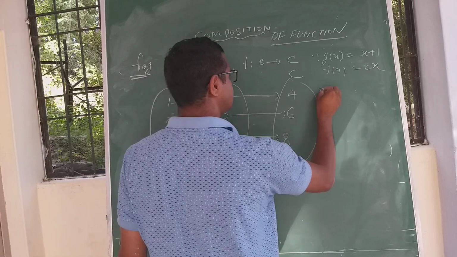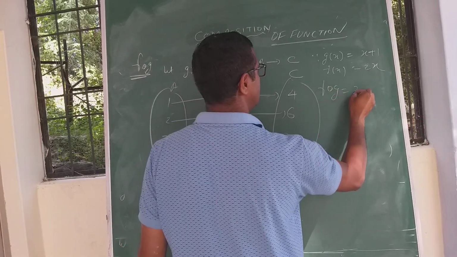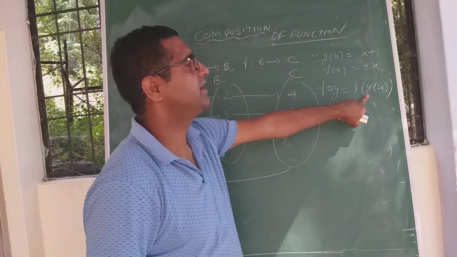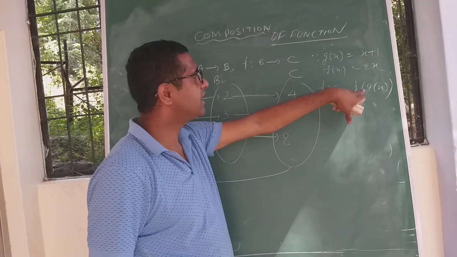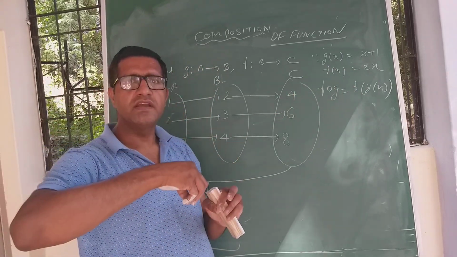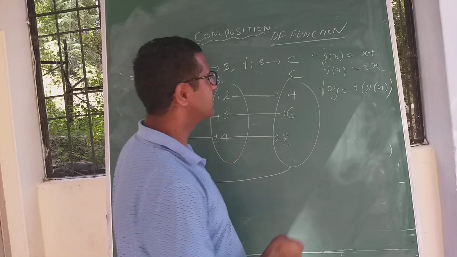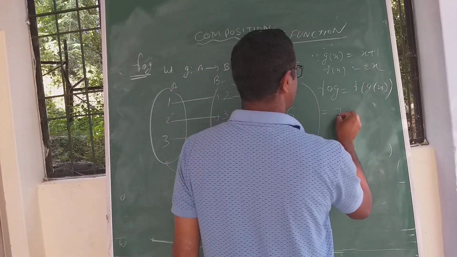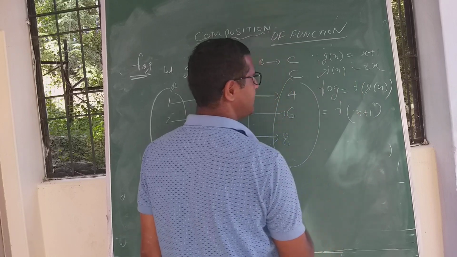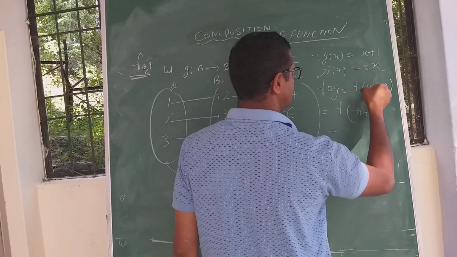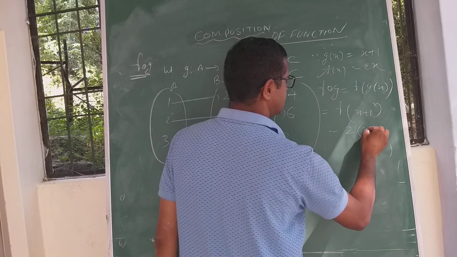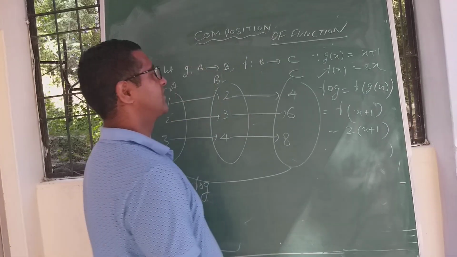Since F composition G equals F of Gx. Here Gx is the independent function, and F is the dependent function, because you are just combining function G inside F, right? Therefore, F of Gx equals x plus 1. Now function F is defined by this. Therefore, you will put x plus 1 in place of x in this. So twice of x plus 1, right?